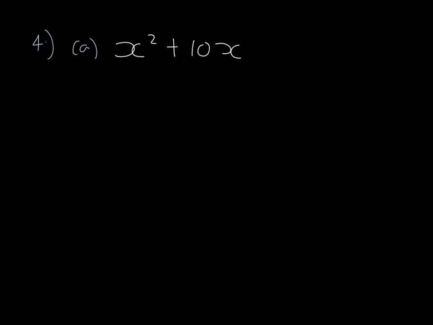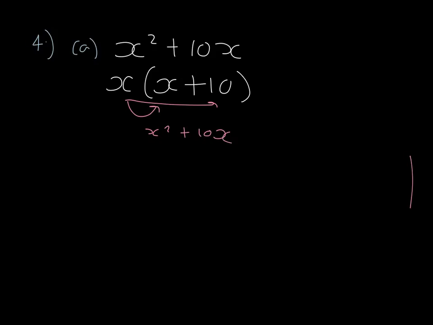Question 4, part A, factorise x squared plus 10x. We factorise this as x bracket x plus 10. A quick check by expanding back: this is x squared and this is 10x, so we know we are correct.